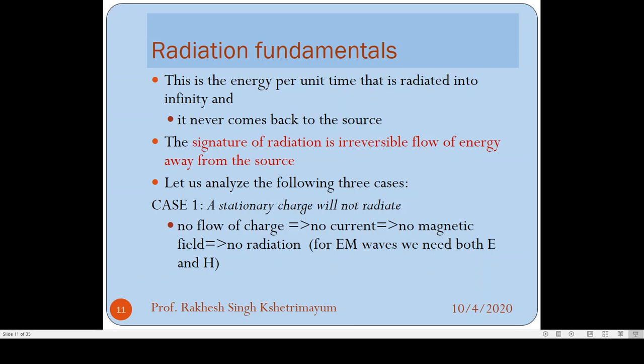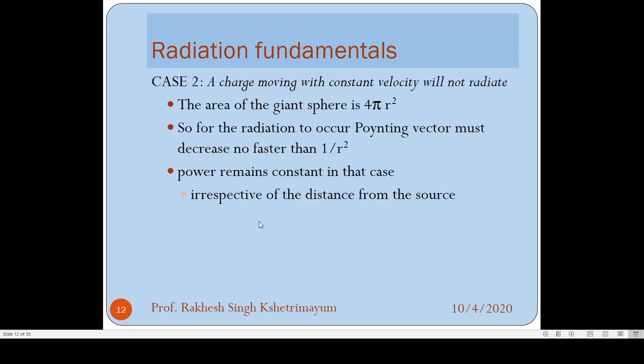So in that case, when the charge is not moving, there is no current flow. If the current is not flowing, and current is a source for magnetic field, there won't be any magnetic field. Now you know that EM waves, electromagnetic waves, basically constitute electric field and magnetic field. If the magnetic field does not exist, we cannot have any radiation. So the first case we rule out.